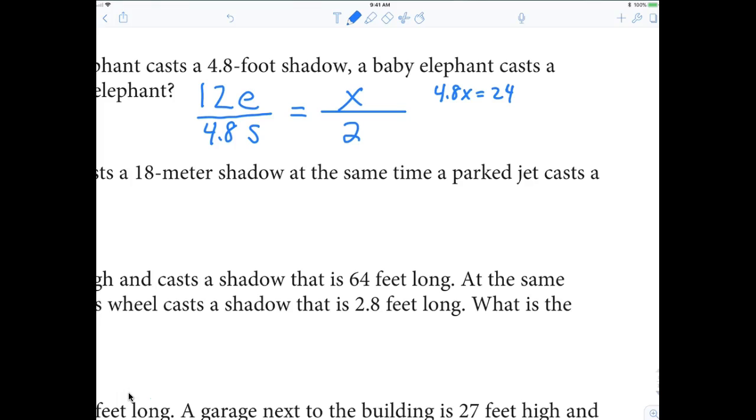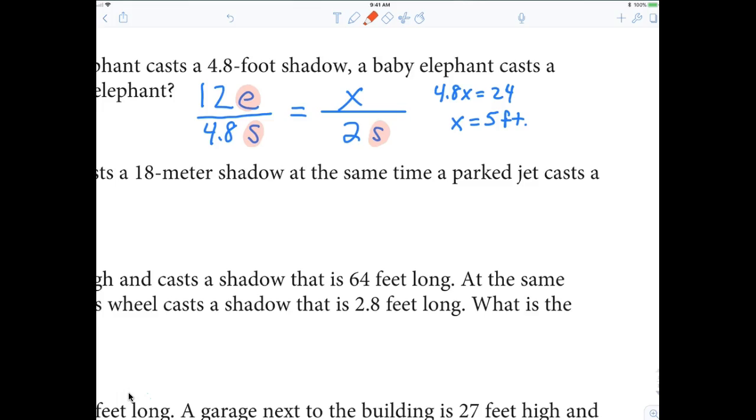So now when I divide, that becomes what? 5. The only thing you're responsible for outside of 5 is to tell me 5 what? Feet. 5 feet. Thank you very much. Oh, I'm sorry, I didn't really hear because I was putting something in the bottom. How come the 2 goes on the bottom again? Because that's the shadow. So the shadows go on the bottom of the fraction, and the size of the elephant goes on the top, in the numerator.